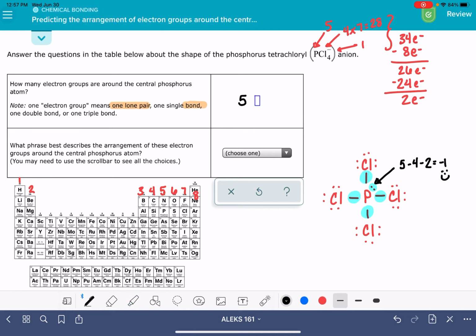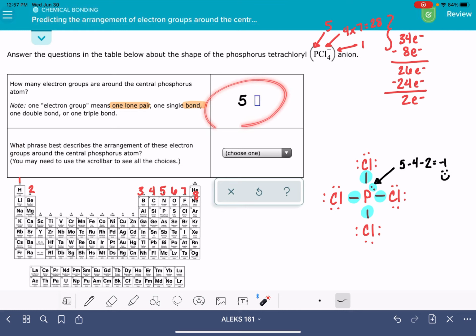When we're counting groups of electrons, we're not counting how many atoms. So it's not asking us how many electron pairs we have around the central atom. That's not what it's asking. It's just groups, or sometimes I refer to this as locations. How many places do we have electrons located around the central atom? We've got a bond, we have another bond, another bond, another bond, and a lone pair. So that's 5.